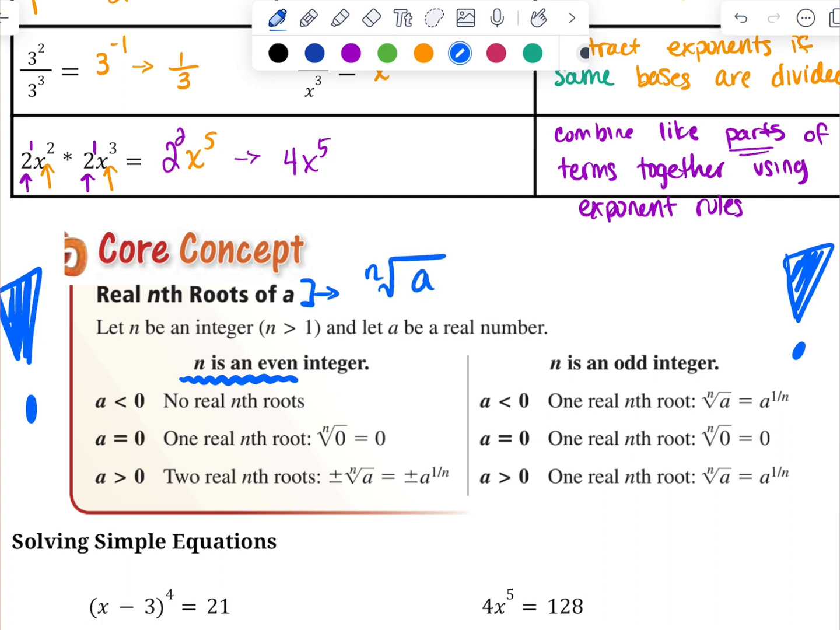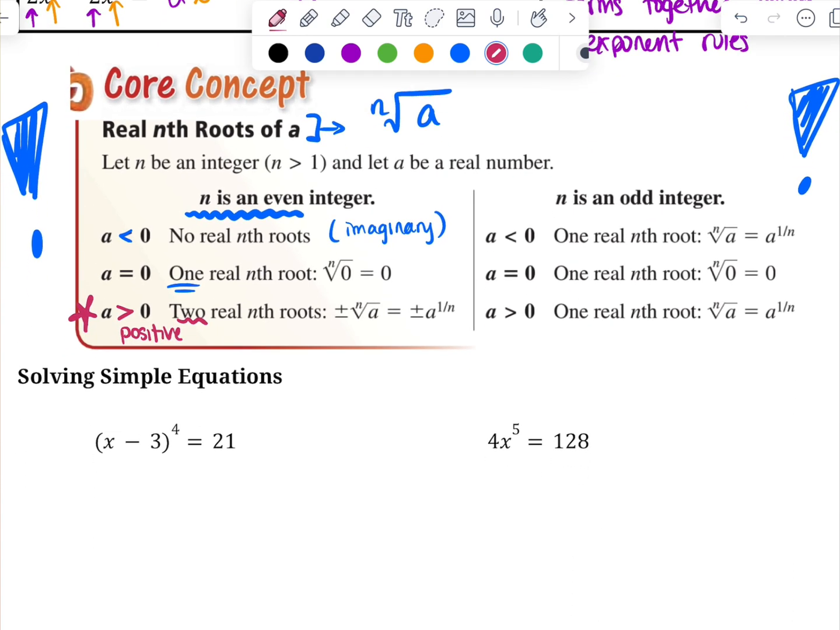If a is less than 0, we have no real nth roots. So this is the situation where we end up with possibly something that's imaginary, all right? If a is 0, you're going to get 1, because the square root of 0 is 0. And then this is the big one that people often forget. If a is greater than 0, aka positive, then you're going to get 2 real zeros. Remember that whole plus minus situation?